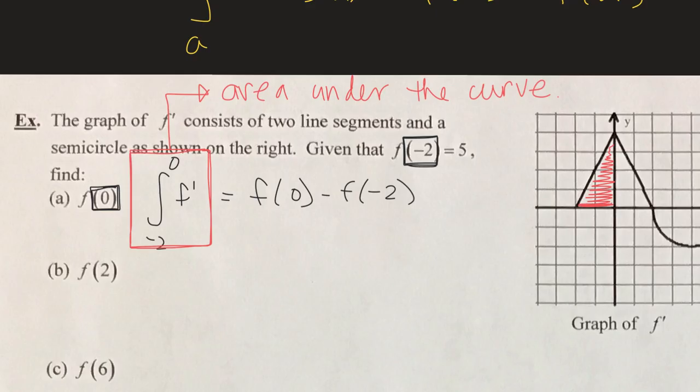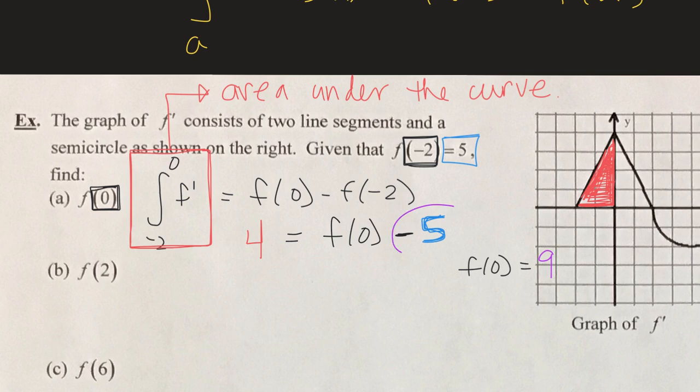1/2 of the base times the height. The base is 2, the height is 4. So 1/2 of 2 times 4 is 4. Equals, I don't know what f of 0 is, but I do know what f of 2 is. What is f of 2? f of 2 is 5. So if 4 equals f of 0 minus 5, what does f of 0 equal? f of 0 equals 9 when I add 5 to that side. So f of 0 equals 9.